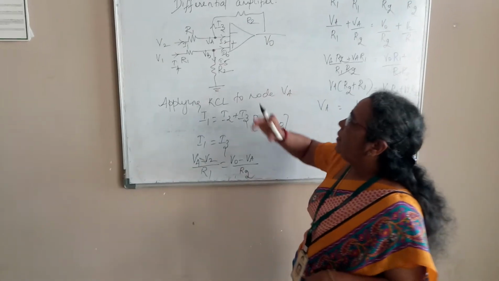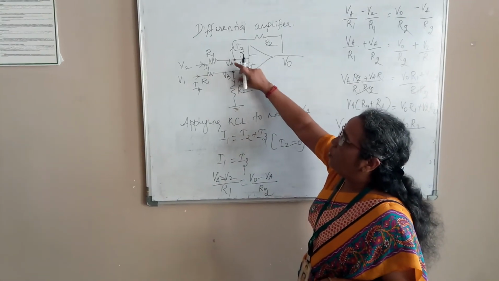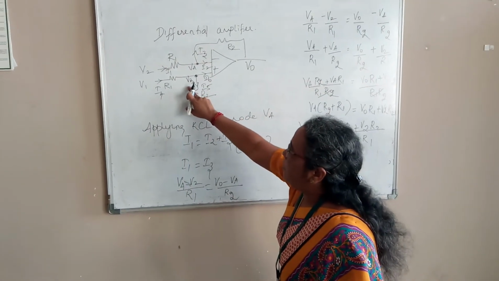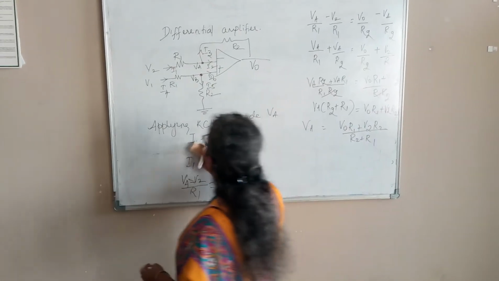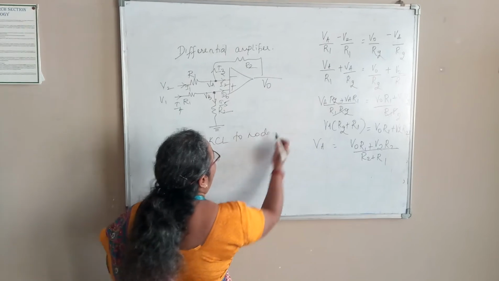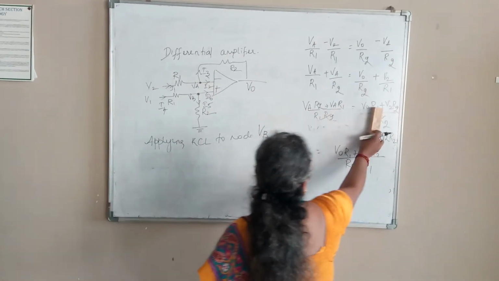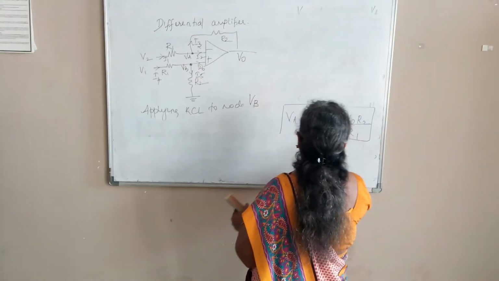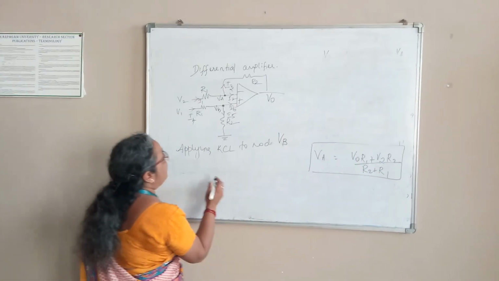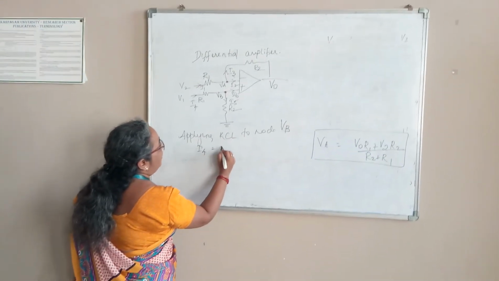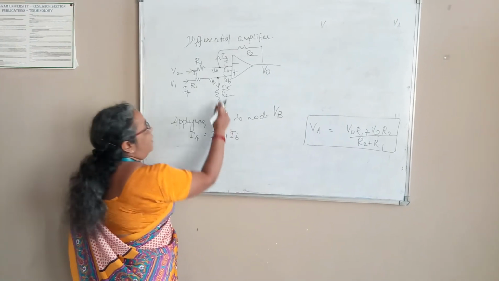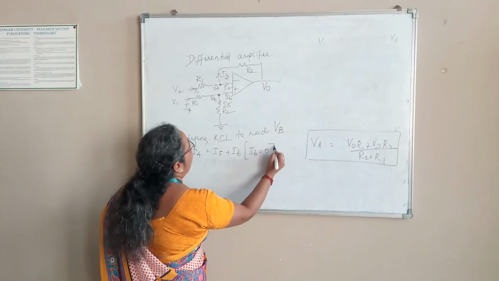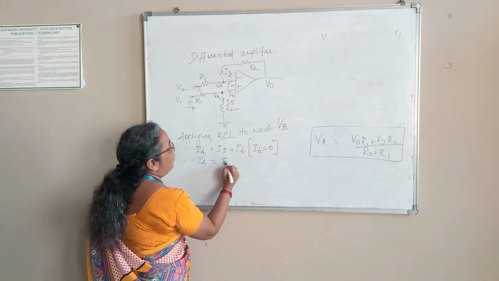Now if I apply my second characteristic of perfect balance, VD equal to 0, VA must be equal to VB. I have found out VA. Now I have to find out what my VB value is. For finding VB, I am applying KCL again to node VB. So I am applying my KCL to VB. It becomes I4 is equal to I5 plus I6. Again, since input impedance is infinity, the current entering the op-amp must be equal to 0. So I6 equals 0. So I4 becomes equal to I5.